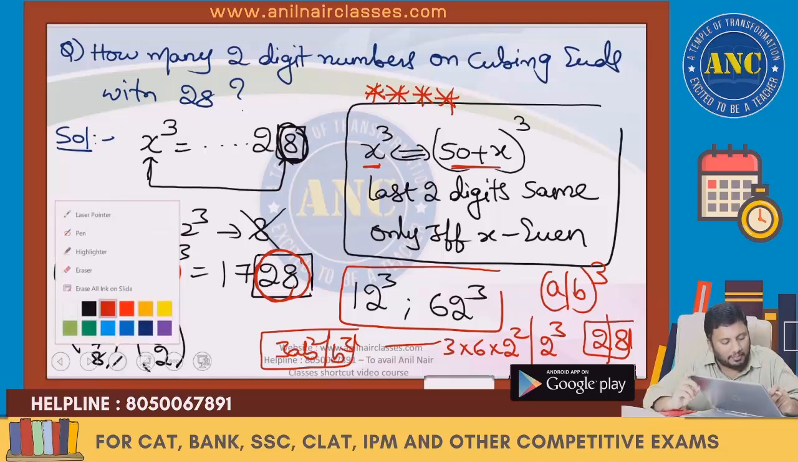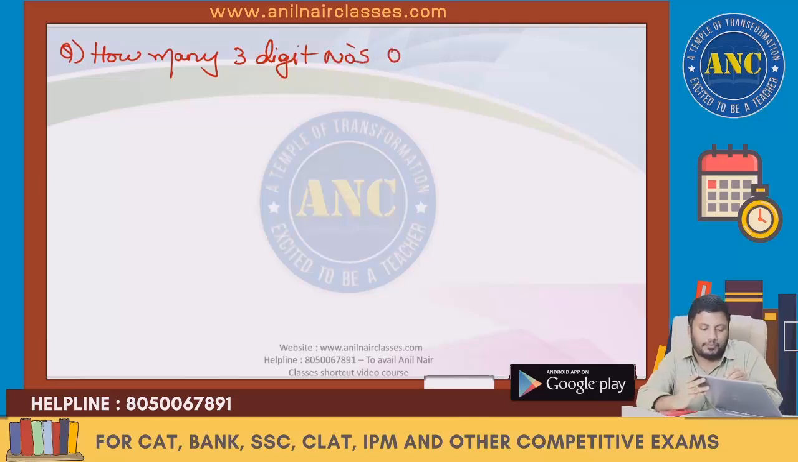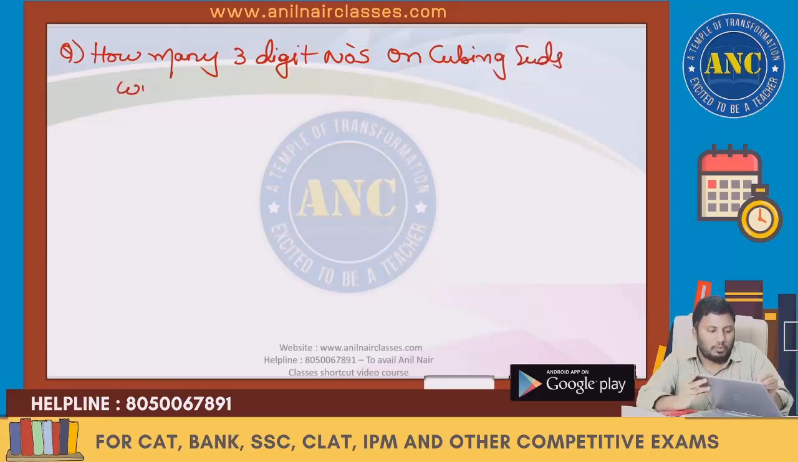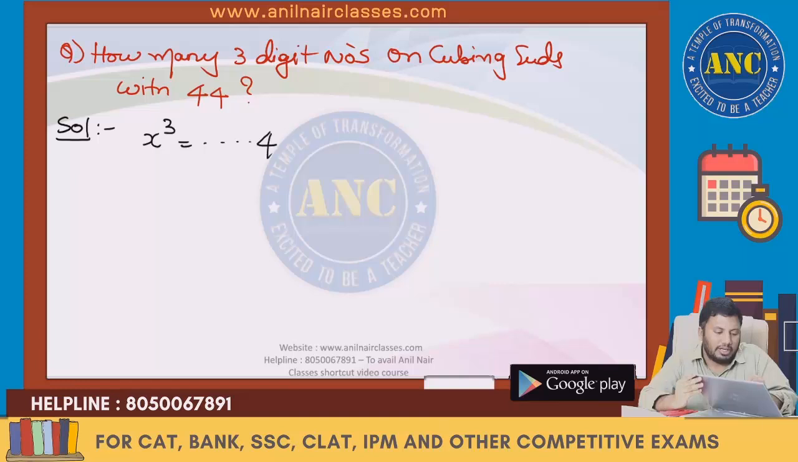Next one. How many 3-digit numbers on cubing end with 44? Just if you do it logically, you will get it, sir. There is a number, on cube it is ending with 44. x cube is ending with 44. x has to be 4.